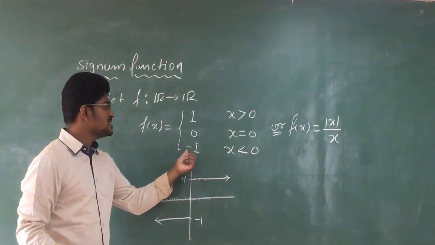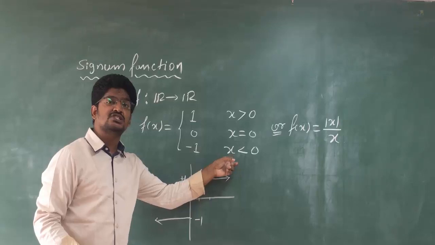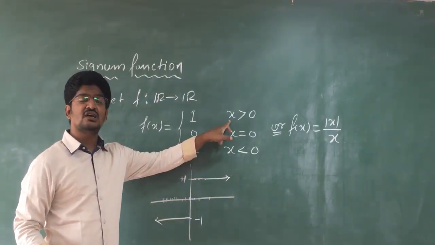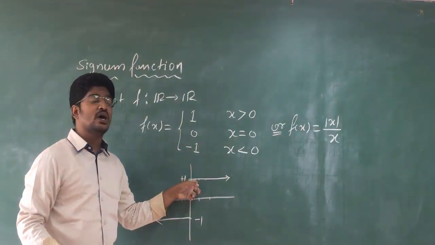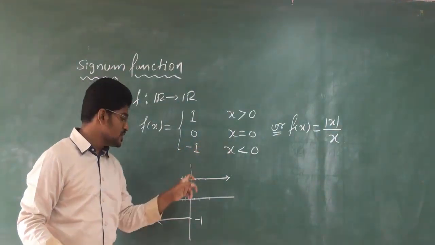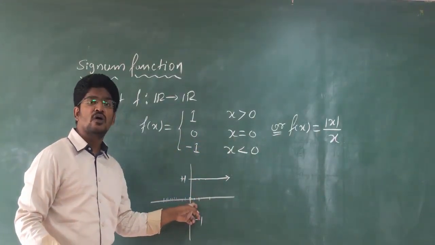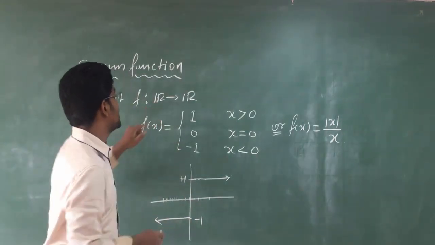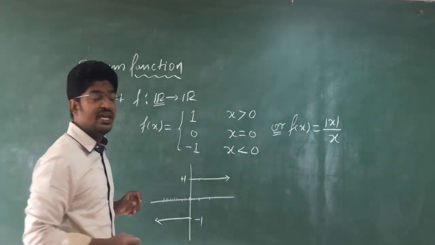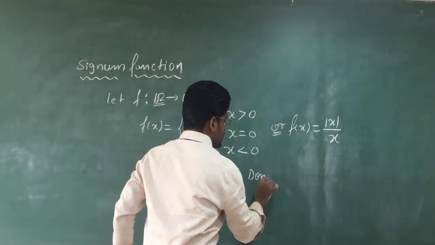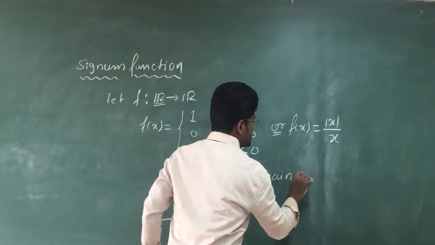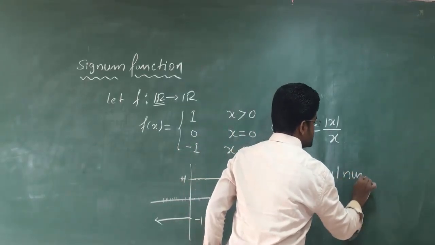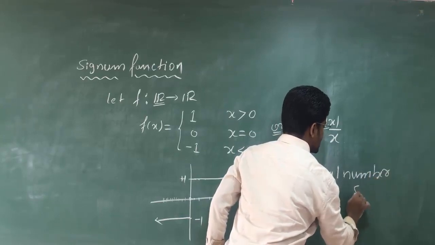Clear? So see this also. Whenever x is lesser than 0, it is on minus 1. Whenever x is greater than 0, it is on plus 1. Whenever x is equal to 0, it is on 0. Clear? So your domain is the real number set.